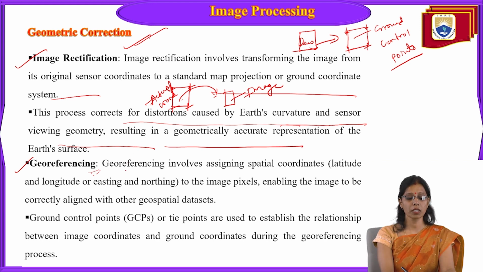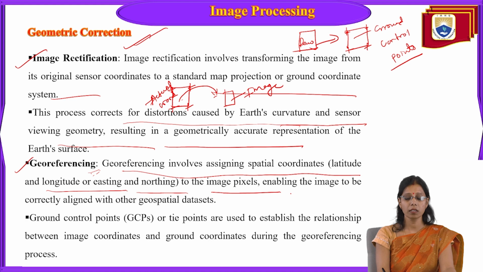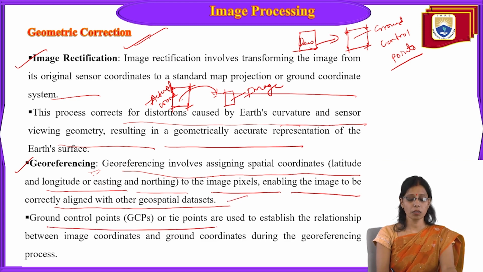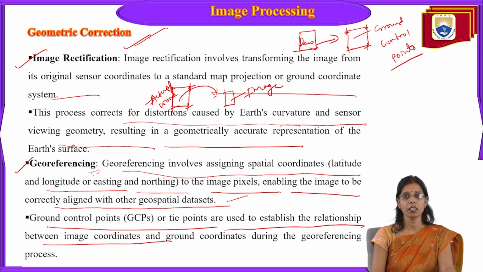Next, we have georeferencing. Georeferencing means assigning the real world coordinates to the image to get the accurate positions of the image. Georeferencing involves assigning spatial coordinates, latitude and longitude, or easting and northing, to the image pixels, enabling the image to be correctly aligned with other geospatial data sets. Ground control points or tie points are used to establish the relationship between image coordinates and the ground coordinates during the georeferencing process.